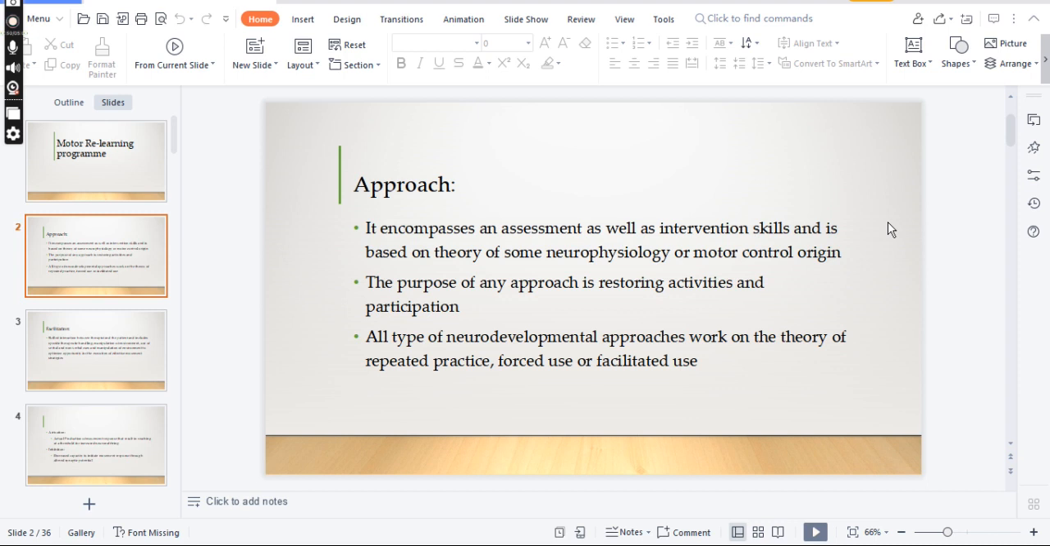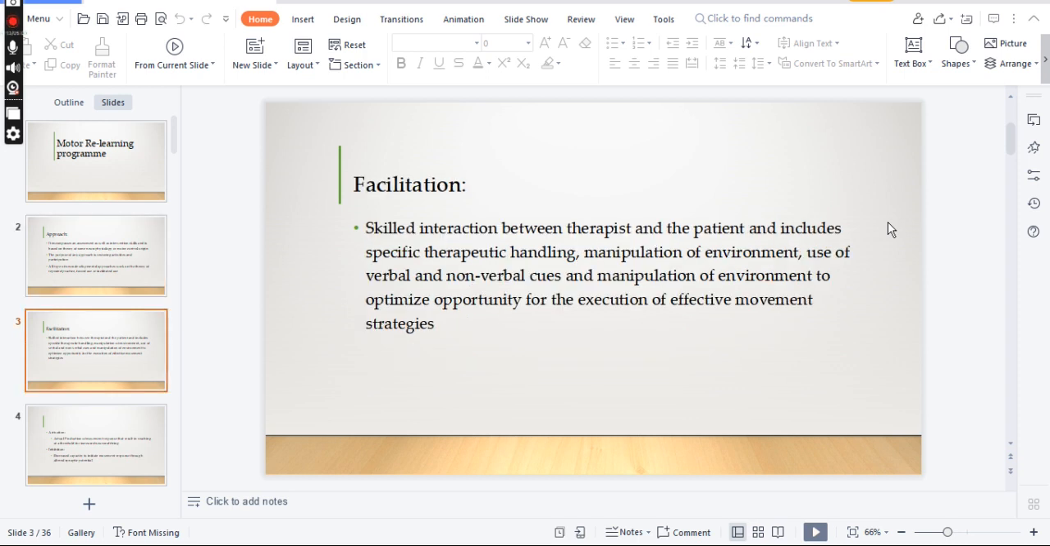An approach encompasses an assessment as well as an intervention scale and is based on a theory of some neurophysiological or motor control origin. The purpose of any approach is restoring activities and participation. All types of neurodevelopmental approach work on the theory of repeated practice, forced use or facilitated use. Facilitation.